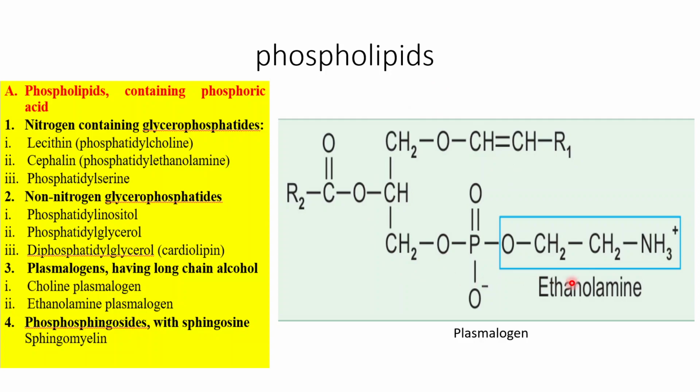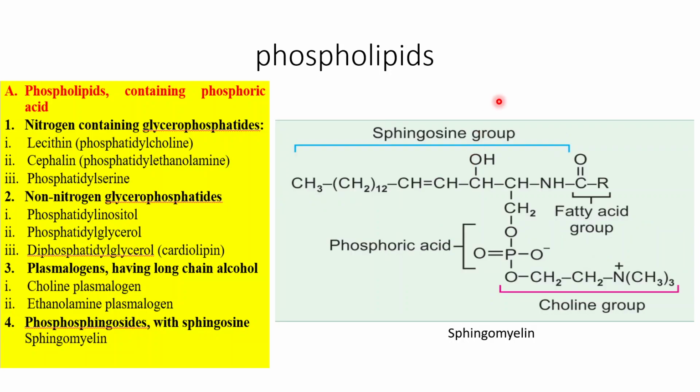Plasmalogen has an ethanolamine group, so it is an example of ethanolamine plasmalogen. The ethanolamine group is attached to a plasmalogen, which is nothing else but a glycerophospholipid to which a long chain unsaturated alcohol is attached. So it becomes a plasmalogen. This is an example of plasmalogen having a long chain alcohol. The example is ethanolamine plasmalogen.